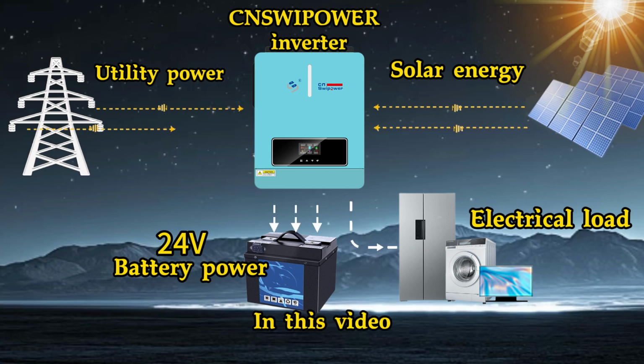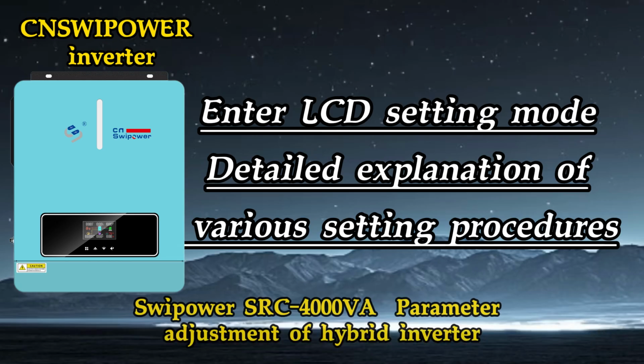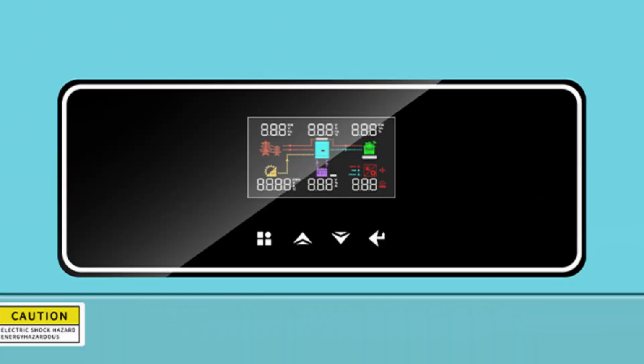In this video, we hope it helps you better understand and select the appropriate mode. SWIPOWER SRC 4000 volt amperage parameter adjustment of hybrid inverter.